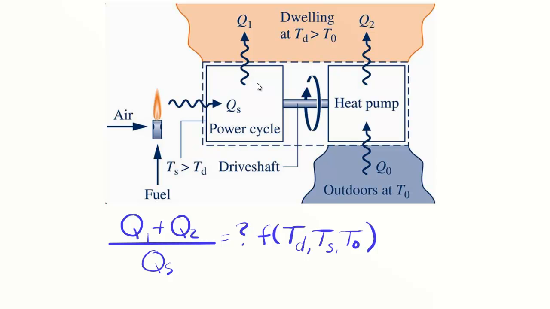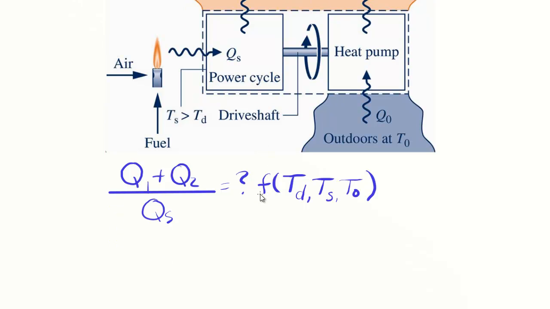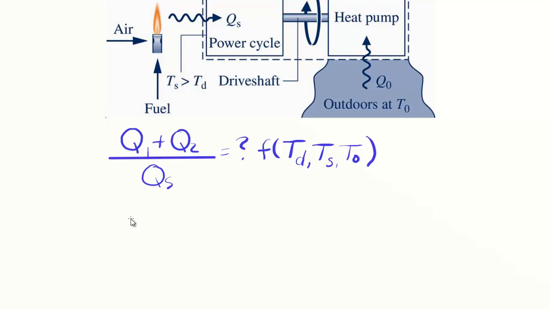It has to relate to an actual cycle. So the first thing I'm going to do is this energy balance, which they already drew this system out around both the heat pump and the power cycle. So if you do that, you'll get an energy balance with Q1, Q2, Q0, and Q source, or QS. So let's go ahead and do that. If we do that, we have Q source coming in. We also have Q from the outdoors coming in. That has to equal what's leaving the system, which is Q1 plus Q2.